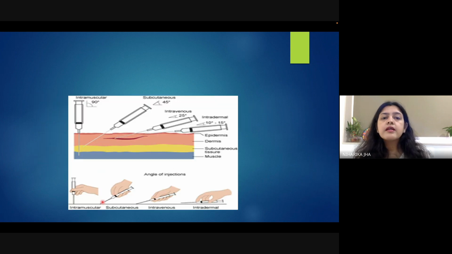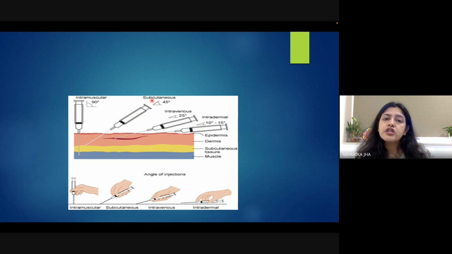Okay? This diagram shows the various techniques by which anesthesia can be given. We do not go for intramuscular injection. We usually go for subcutaneous and intradermal injection while giving infiltration anesthesia. And these are the other two injection techniques. Okay, intramuscular, in dermatology, we use for giving triamcinolone injections while treating nail psoriasis, nail LP, and it is given perpendicularly.